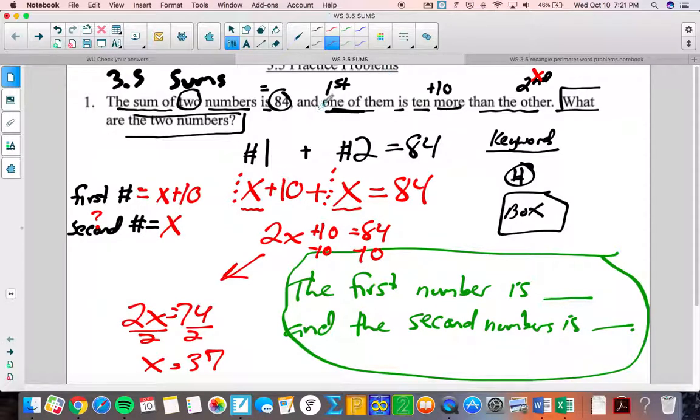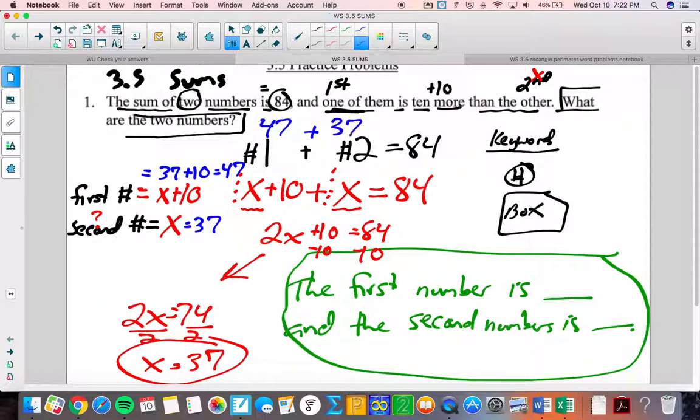All right, well, that's cool. I got something for x. Well, what does that mean? Well, my second number is x. So what I'm saying is my second number is 37. And then I'm saying that my first number is x, or 37, plus 10, which would be 47. So let's see here. There were two requirements. My first and second number had to add to 84. And guess what? 47 plus 37 is 84. Now there's lots of ways to add to 84.